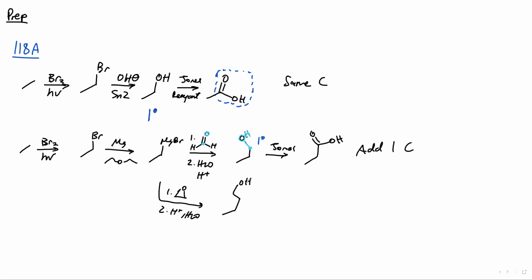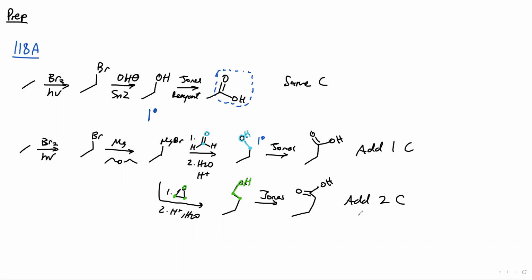Okay, but again, what I want you guys to recognize here is that now, instead of having 1 carbon and oxygen, we have 2 carbons and an oxygen. And so it should not surprise you then when we look at this fragment, it's adding 2 carbons. Okay. And then I could do Jones here. And I get a carboxylic acid. Okay, and this adds 2 carbons.